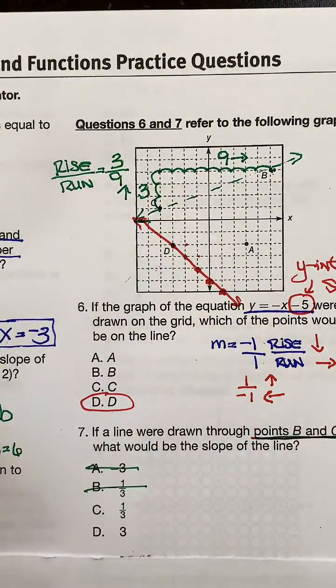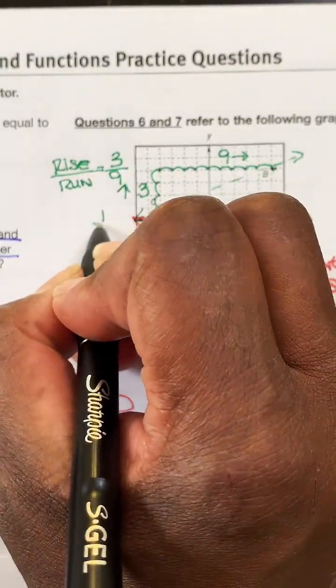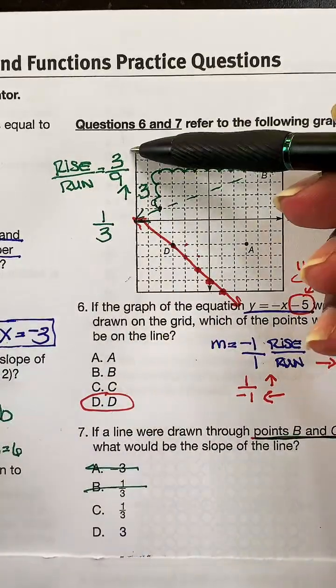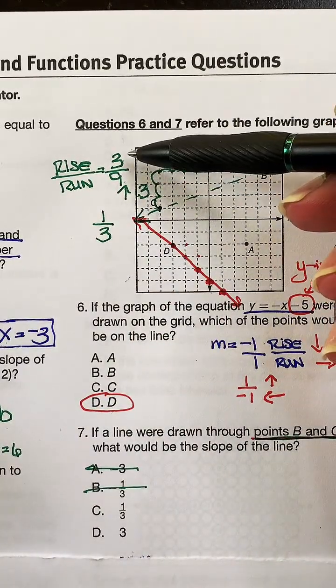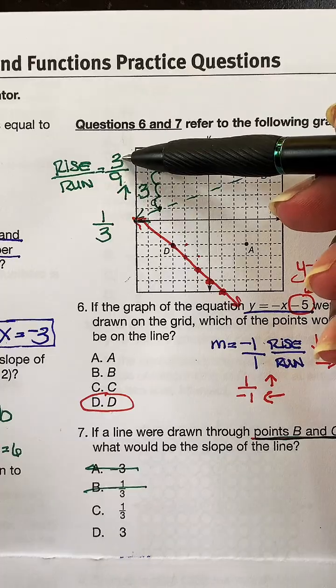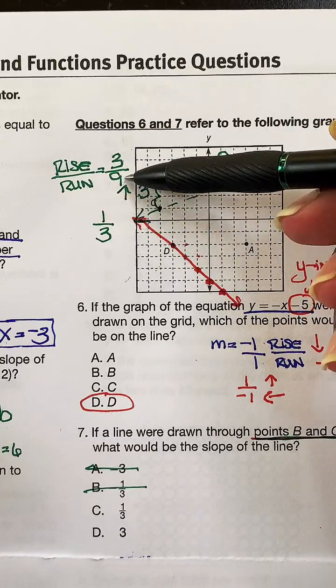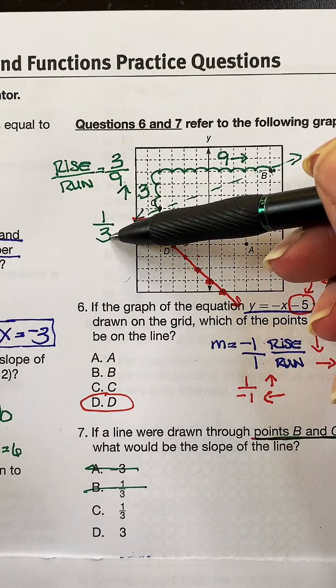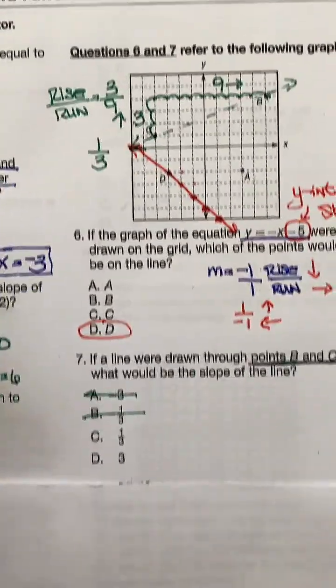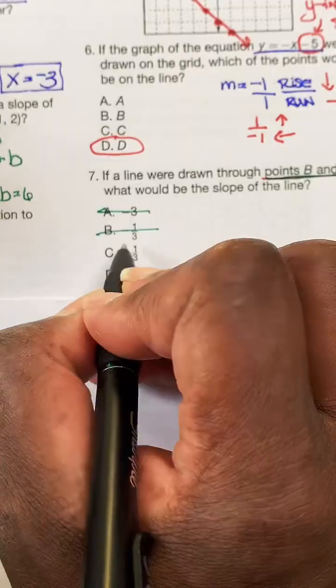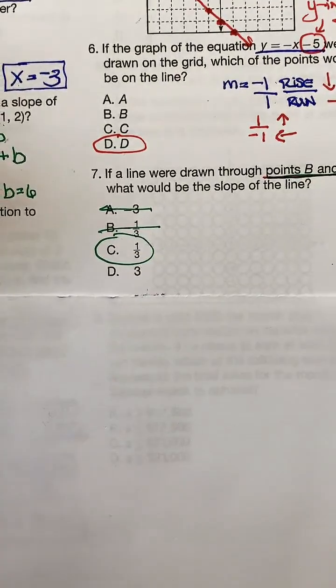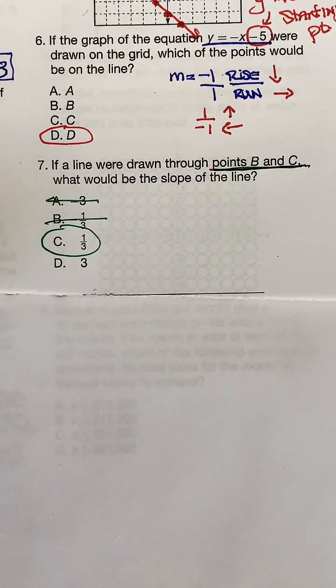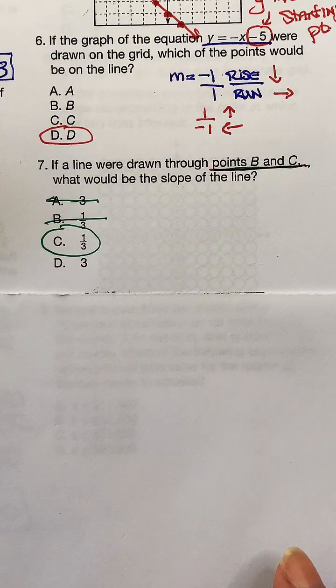3/9 can be reduced. And it can be reduced to 1/3. Because 3 and 9 are both factors of 3. So 3 divided by 3 gives me 1. 9 divided by 3 gives me 3. So that means my slope is C, 1/3. Okay. All right. So that will work out.